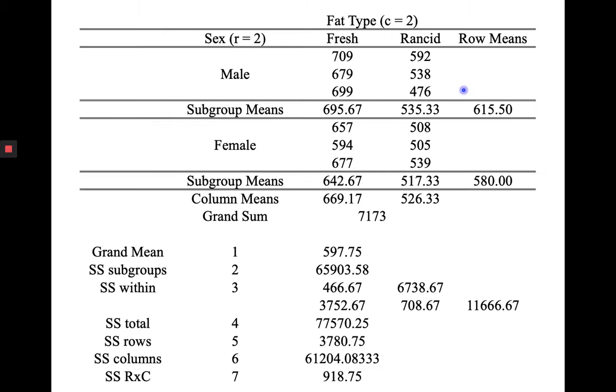So in the next section, just to illustrate what an interaction looks like, I've taken the rancid data for males and interchanged it with the fresh data for males. I'm going to take this column, place it where this is, and put this column where this is. I'm not going to do anything to the female data. So this is not the original data. It's me manipulating the original data to illustrate a point.